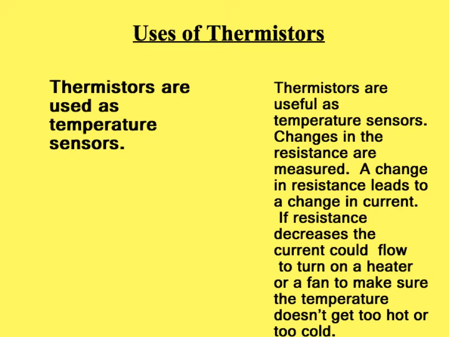A change in resistance leads to a change in current. If resistance decreases, the current could flow to turn on a heater or a fan to make sure the temperature doesn't get too hot or too cold. And that's how you use thermistors. You would connect the thermistor into the circuit with the component you wanted to control, and as the resistance of the thermistor changes, that would change the current, and those electrical signals can be detected by devices to turn on or off a fan or a heating system.